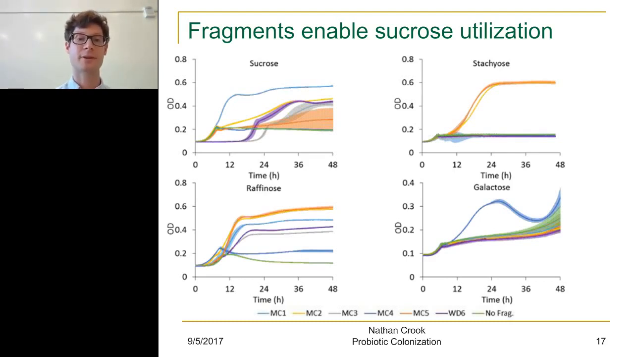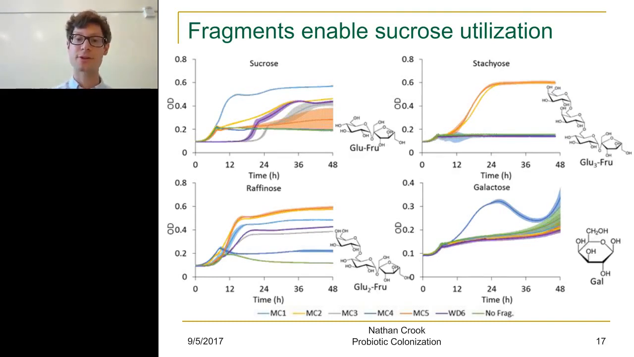But we also saw other carbon sources, like raffinose and also stachyose, which actually enabled privileged growth of these fragment-containing Nissle versus our wild type. And they actually enabled faster growth on these more complex carbon sources than sucrose, which is very simple. We did see one fragment, MC4, that grew faster in galactose. It was the only fragment that could grow faster in galactose, and it could not utilize any of the other 3 carbon sources. So between these 4 carbon sources, we've kind of figured out what these carbon sources are doing.